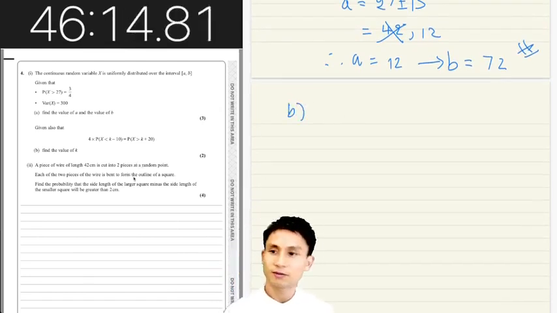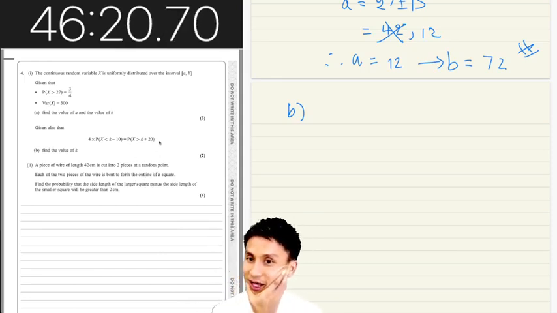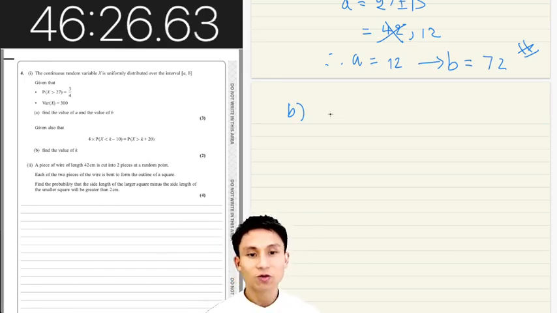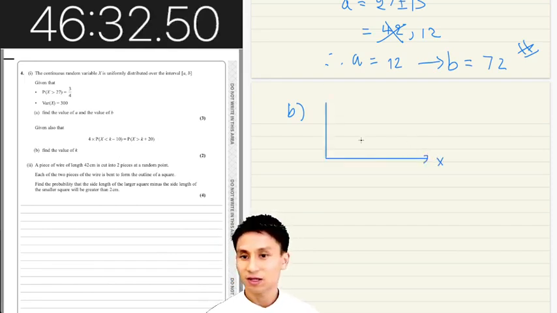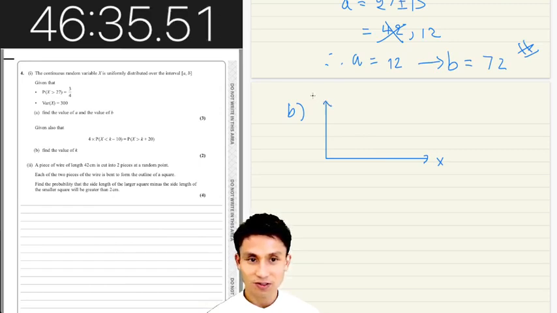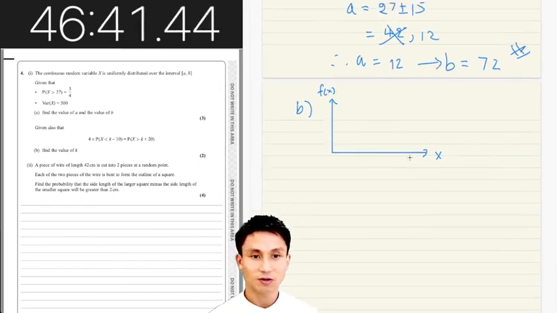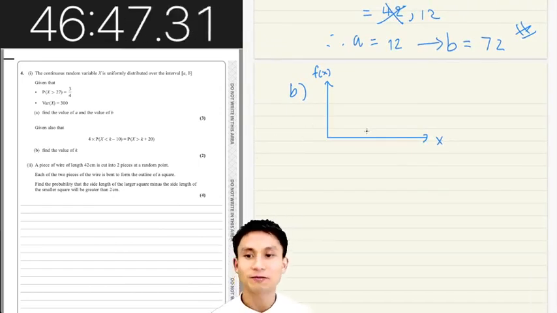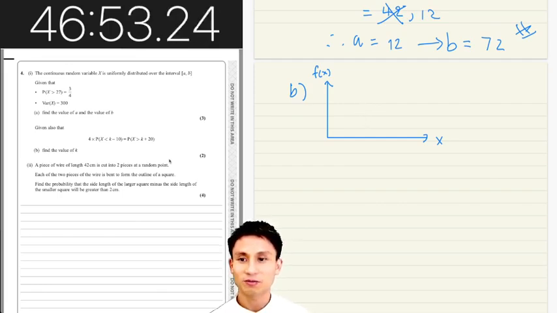B, find the value of k. Okay, so we have 4 times the probability of that equals that, right? You've got to visualize this one first, right? Because you have two sides of the probability there. Probability density function. So 4 times that equals the other one. It means that the other one is bigger, right? This right part here must be bigger than this, right?